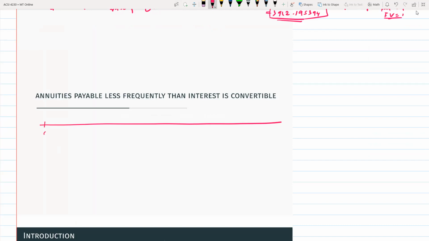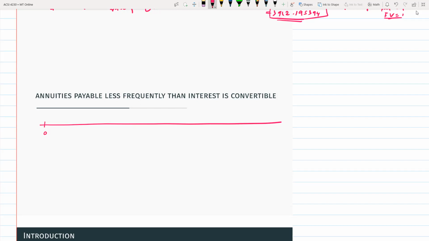So you can have 0, then the payment after K interest payment periods. Like let's say you are calculating interest every quarter. Then if you get payment at the end of every year, that means the interest is calculated 4 times per year, but the payment is only once per year.